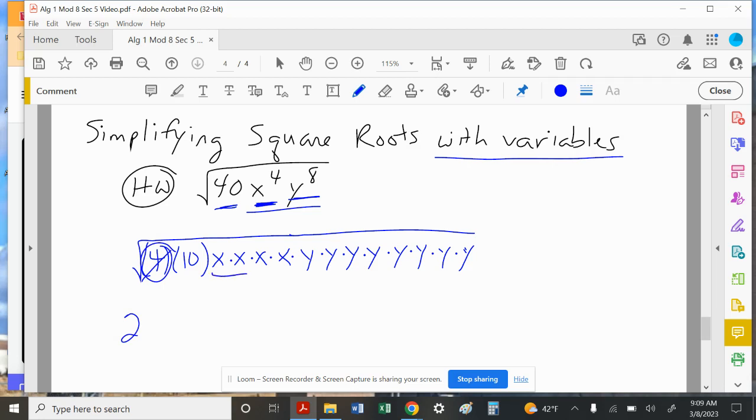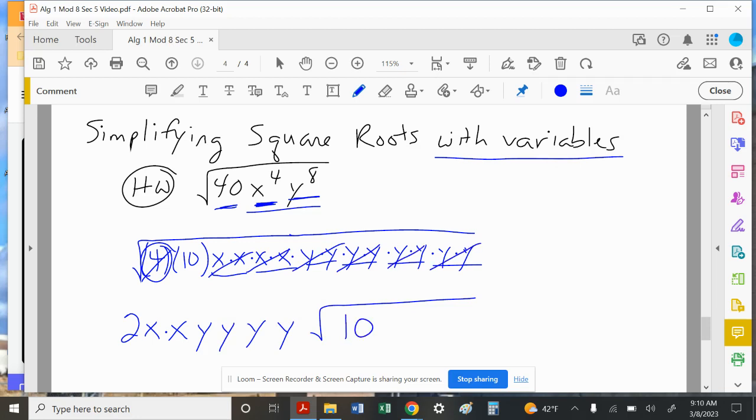Notice that we have 2 x's here, so I can take 1 x out. I have another 2 x's, so I can take another x out. I have 2 y's, 2 y's, 2 y's, and 2 y's. So it follows the same rule. We write them out. Of course, these cancel. All pairs cancel. All I have left in there is just 10.